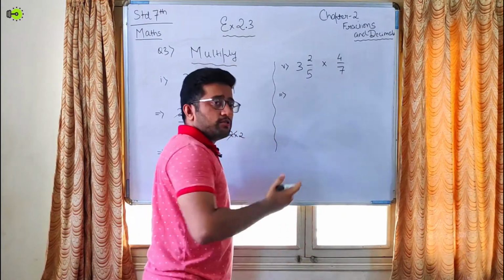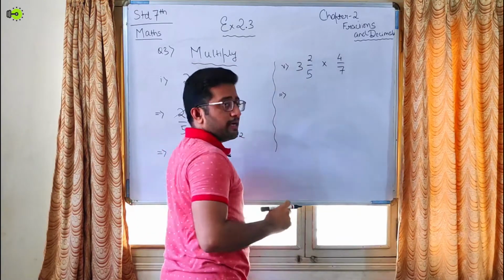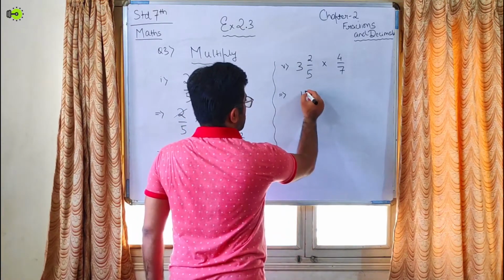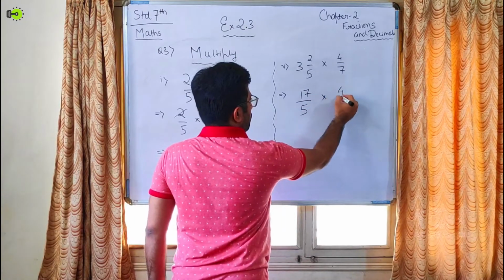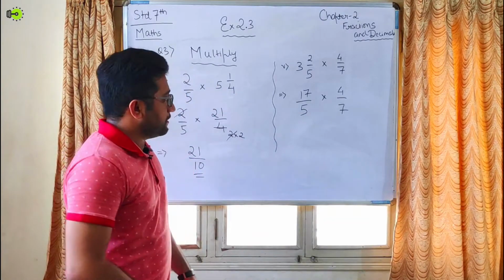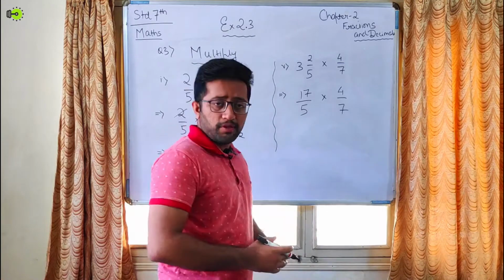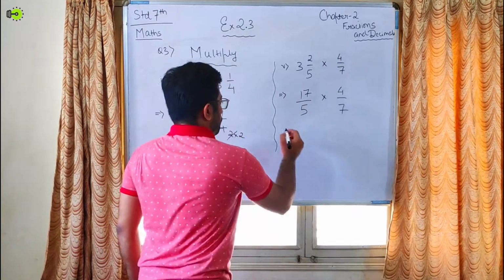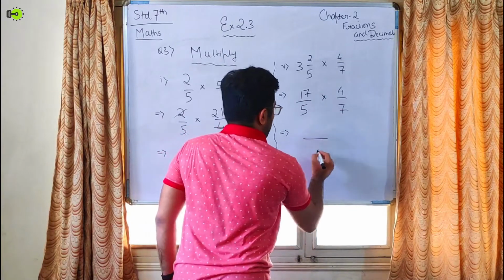First of all, convert this mixed fraction into an improper fraction. So 5 3s are 15, 15 plus 2, that is 17. So 17 divided by 5, multiplied by 4 by 7. Now look at the sum and tell me if there is something in common, you need to cut it out. So is there something in common? No. So we'll just simply multiply 17 into 4 and 7 5s are 35.